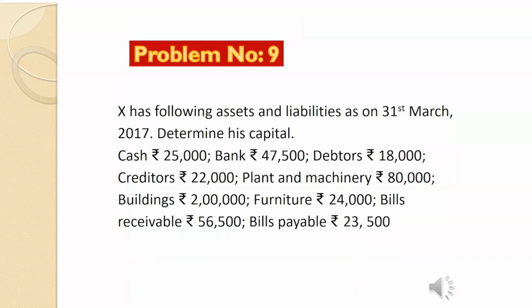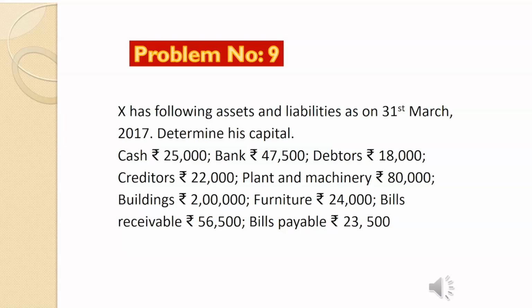Next, we have to calculate the amount of capital. X has the following assets and liabilities as on 31st March 2017. Determine his capital. Cash 25,000, bank rupees 47,500, debtors 18,000, creditors 22,000, plant and machinery 80,000, buildings 2 lakh, furniture 24,000, bills receivable 56,500, bills payable rupees 23,500.